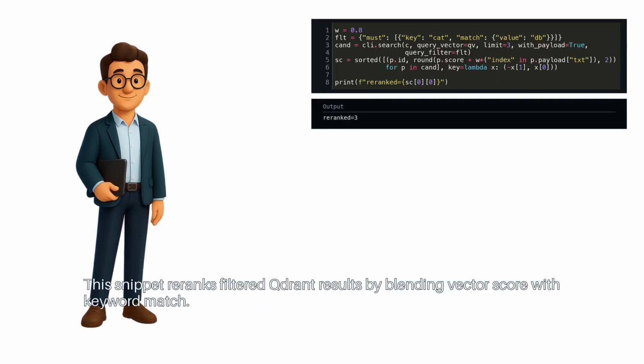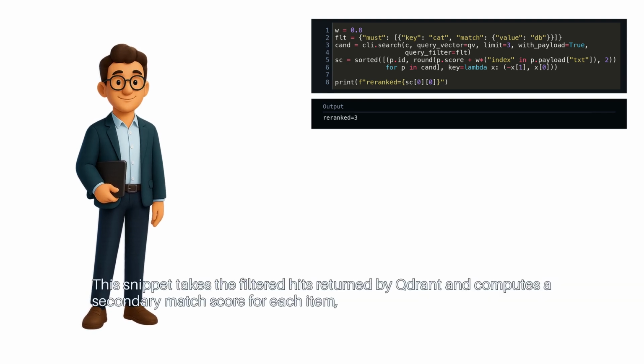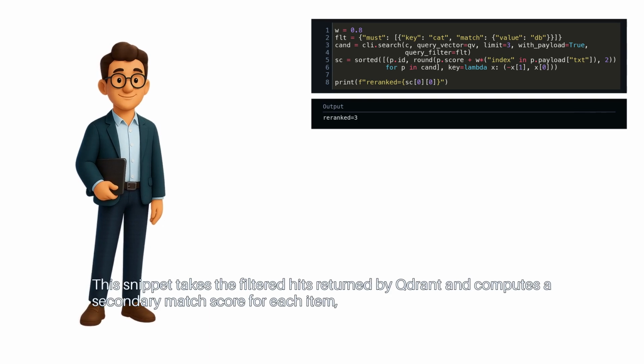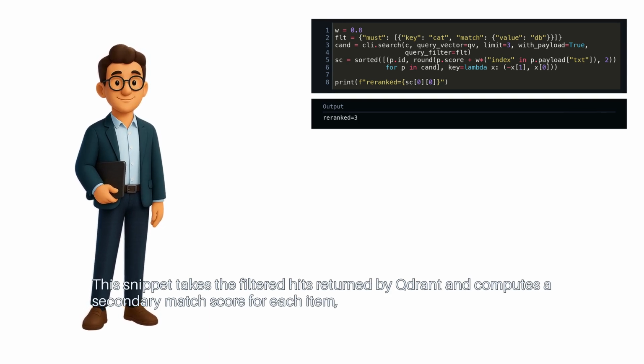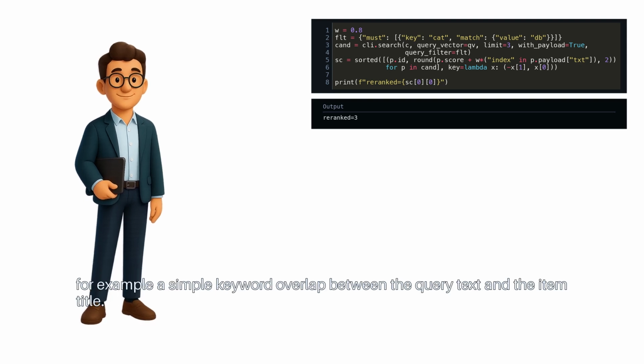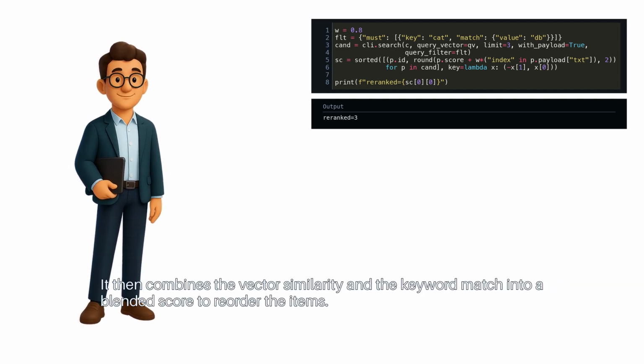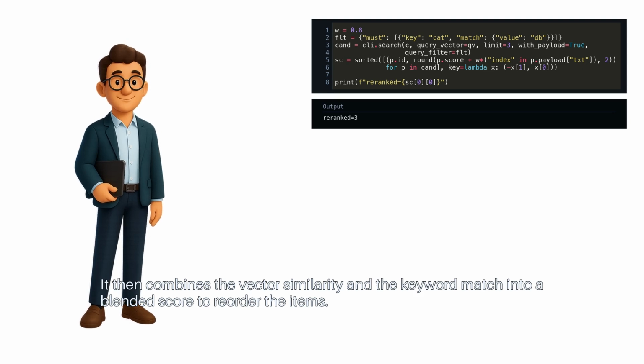This snippet re-ranks filtered Qdrant results by blending vector score with keyword match. This snippet takes the filtered hits returned by Qdrant and computes a secondary match score for each item. For example, a simple keyword overlap between the query text and the item title. It then combines the vector similarity and the keyword match into a blended score to reorder the items.